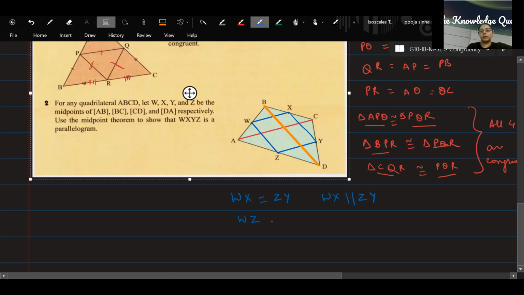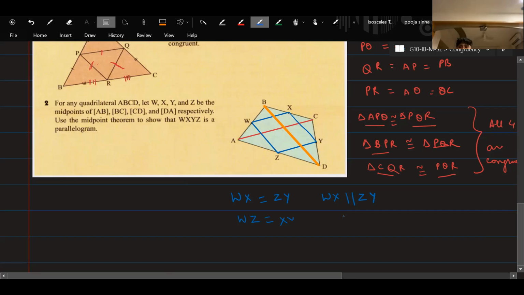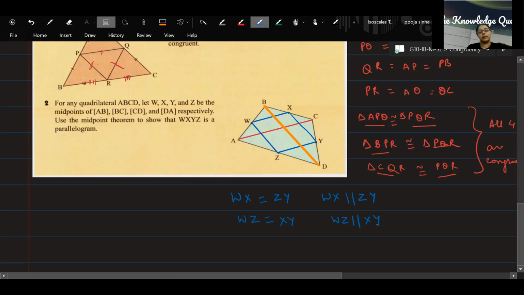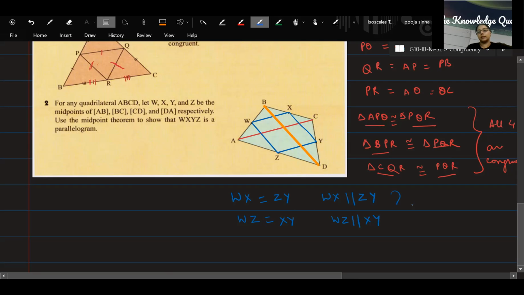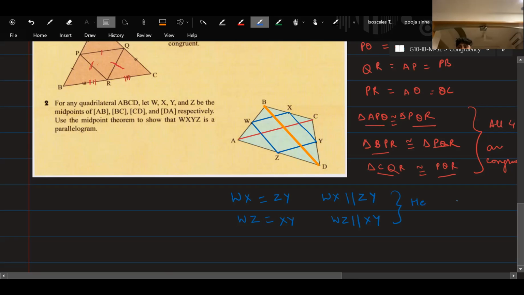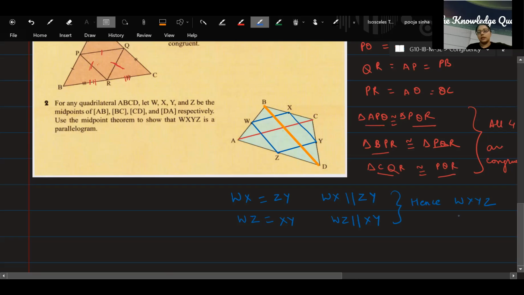So can I conclude that WZ is equal to XY, and WZ is also parallel to XY? Yeah. So what can I say about WXYZ? Hence, WXYZ is a parallelogram.